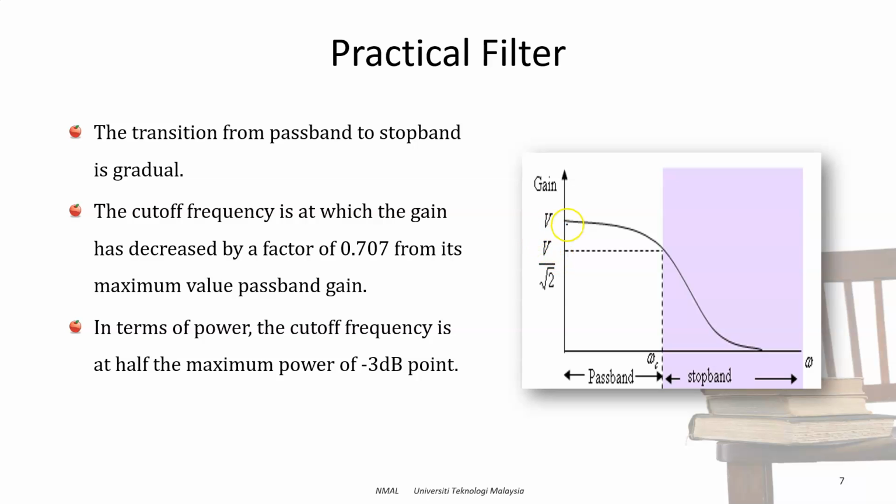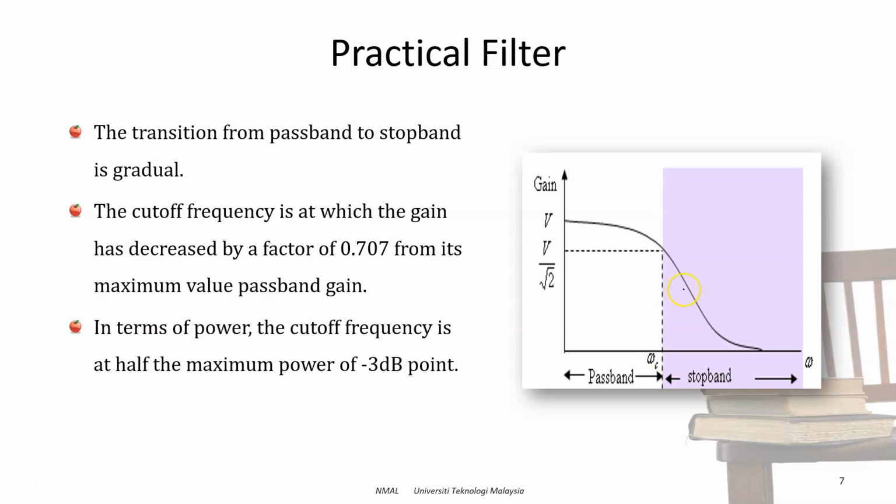0.707. So once the value of the gain here is reduced to this value, then the intersection of this filter we define as omega c, which is the cutoff frequency. In terms of power, if we define this as the power in dB, the cutoff frequency is at half the maximum power, the negative 3 dB point. It means that this is the maximum power, and if it goes down to the negative 3 dB point, then the intersection here is defined as omega c.